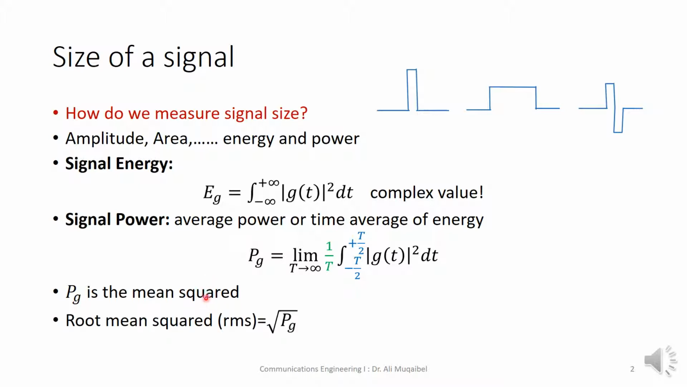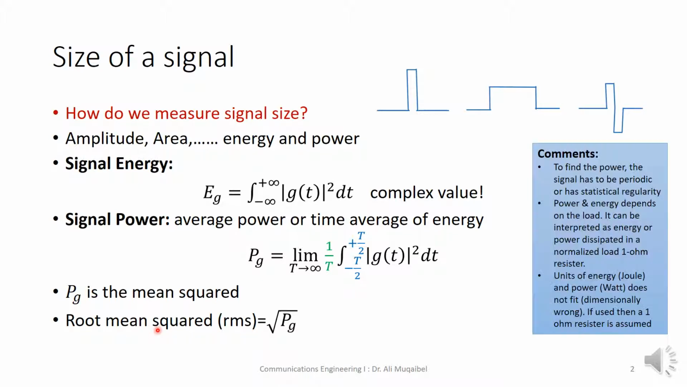Now, if the power is the mean squared value, what will be the root mean squared value? It will be the square root of the power, the RMS value, the root mean squared value. Here are a few comments I'd like to share with you. The first one is that to find the power, the signal has to be periodic. Otherwise, you have to take the integration to infinity.